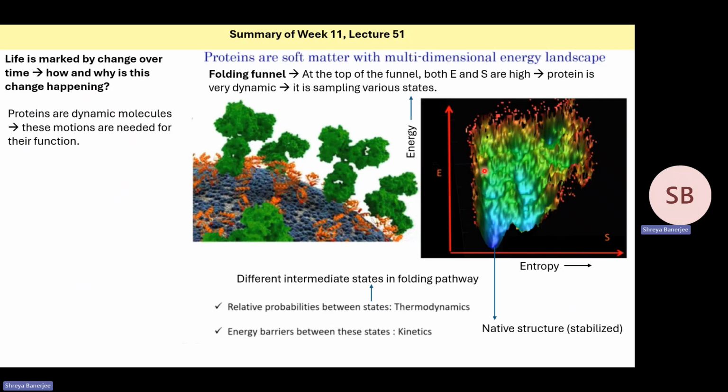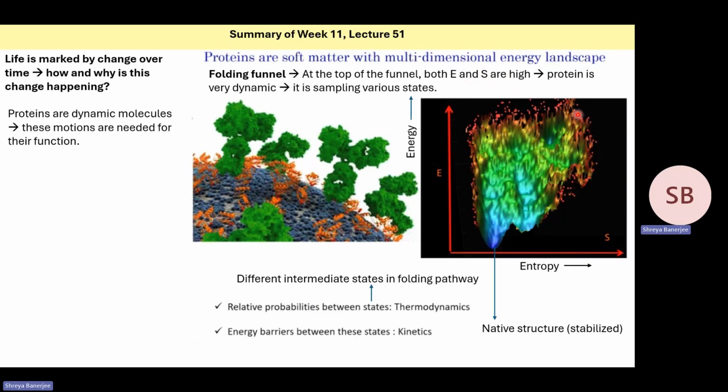So we had seen the energy landscape of the protein before, and why is it called multi-dimensional is because, on the y-axis, you can imagine it as energy, so the lowest energy will be at the bottom, which is the folded or native structure, which is the most stable, and the higher energy states will be along the top. And on the x-axis, you can imagine it as entropy. So at the top of this folding funnel, energy is also high and entropy is also high.